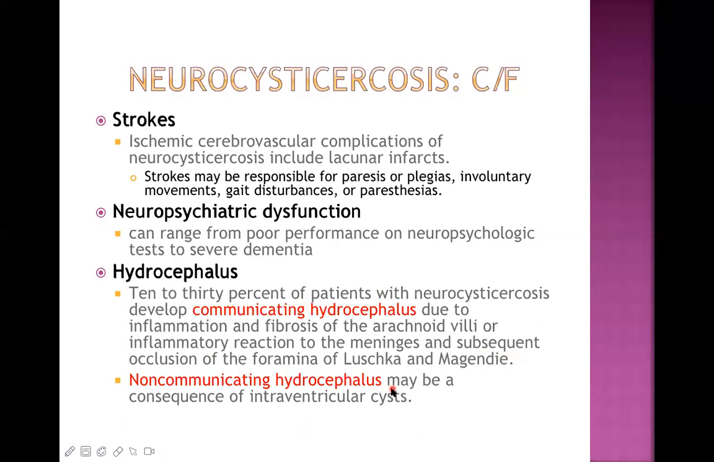Another type may be non-communicating hydrocephalus. It may be caused by obstruction to the flow area of CSF. That obstruction may be in foramen of Monroe, that obstruction may be in cerebral aqueduct, or that obstruction may be somewhere else. But there is clear cut no communication between ventricular system and the subarachnoid space. So this is called non-communicating hydrocephalus. Both types may occur.